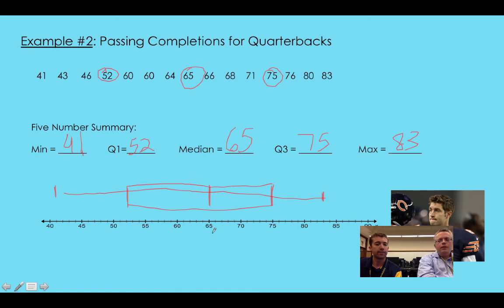Yeah, the median. So the median is a measure of center. Remember, center is a typical value. So we could say the typical quarterback in this group had 65 completions. Sounds about right.